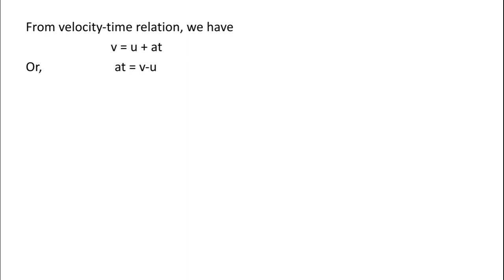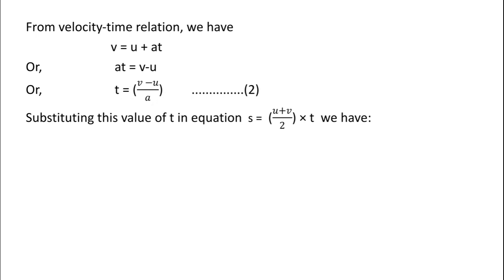Now again students, from the first equation of motion, we know that v is equal to u plus at, which can be written as at is equal to v minus u, and again it can be rearranged as t is equal to (v minus u) upon a. Now substituting this value of t in equation 1, what we have? We can write s is equal to (u plus v) upon 2 into, in place of t, we write (v minus u) upon a. So we have (u plus v) upon 2 into (v minus u) upon a.